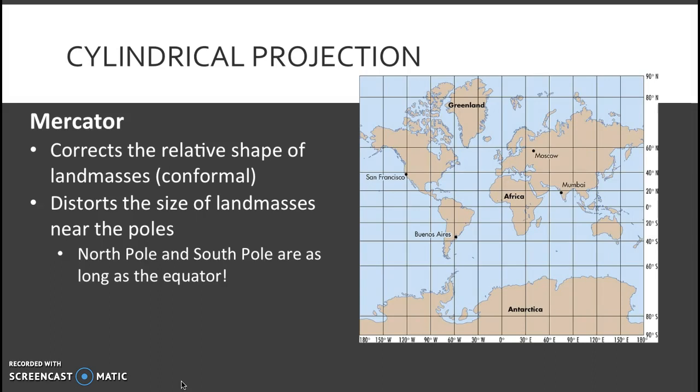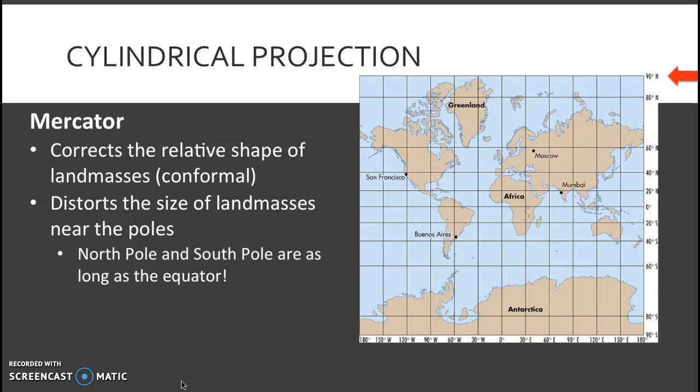So to understand this, locate the North Pole on this map, right? 90 degrees north, the North Pole. The North Pole is a point, but on this map, it is represented as a line that is the same length as the equator. So in this case, not only is the North Pole stretched from a point to a line, but this also changes the shape of the land masses at higher latitudes away from the equator.